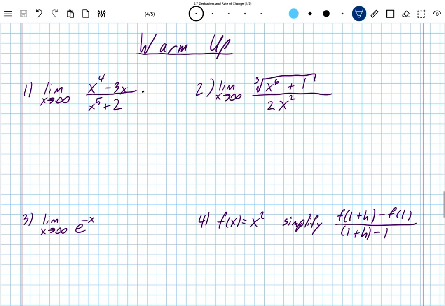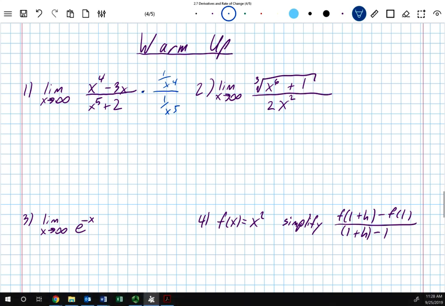I'm going to divide top and bottom by the same thing. So I'm going to pick x to the 4th. X to the 5th also works just fine. Really, the degree of the top or the bottom both turn out to be fine. So let's go ahead and do that.